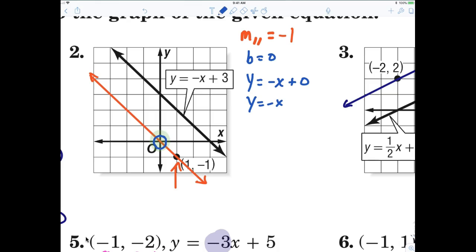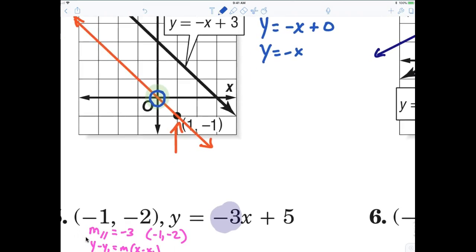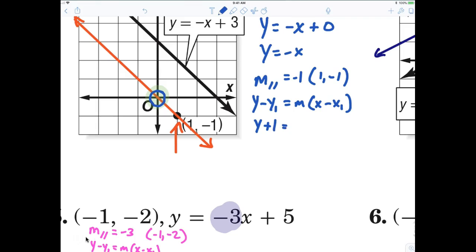Does anybody have any questions with that? All right. Now, just to show you something, just to make sure, we know it goes through the point 1, -1. Does everybody agree with that? Yeah. All right. Now, let's review. Point slope: y minus y1 equals m times x minus x1. Does anybody have any questions with that? Now let's plug in. If I plug in, it's going to be y plus 1 equals -1 times x minus 1.